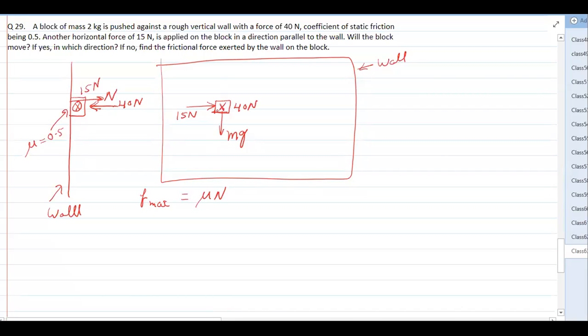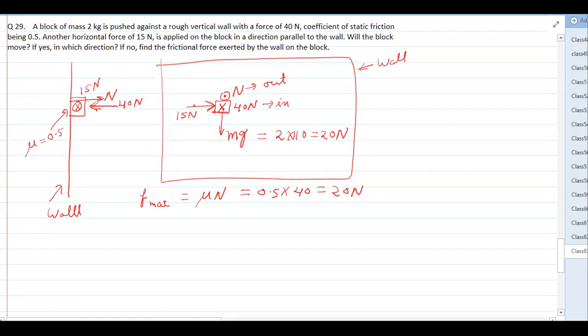So if you are applying 40 Newton this way, then normal will act outward in this diagram. So 40 Newton is in, and normal is out. So mu times normal is the maximum friction force. Mu is 0.5 and normal is 40, so the maximum friction is 20 Newton. And weight is how much? Weight is also 20 Newton, 2 kg into 10. So the weight and the maximum friction are balancing each other.